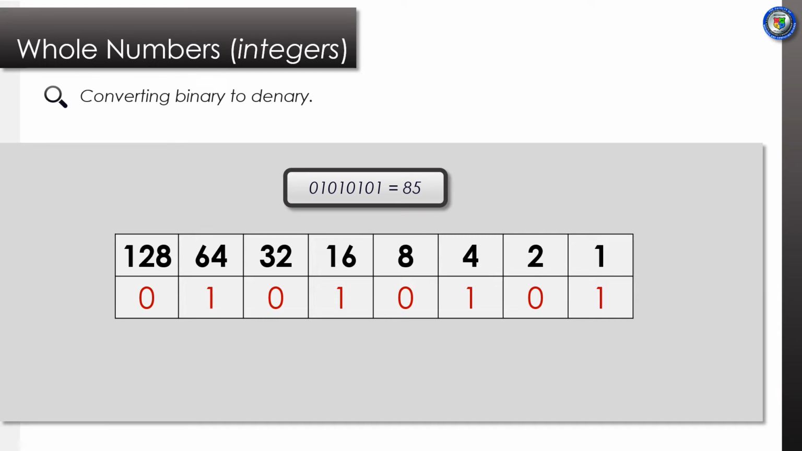So 0101 0101 equals 85. It's just the reverse of the first example we showed.